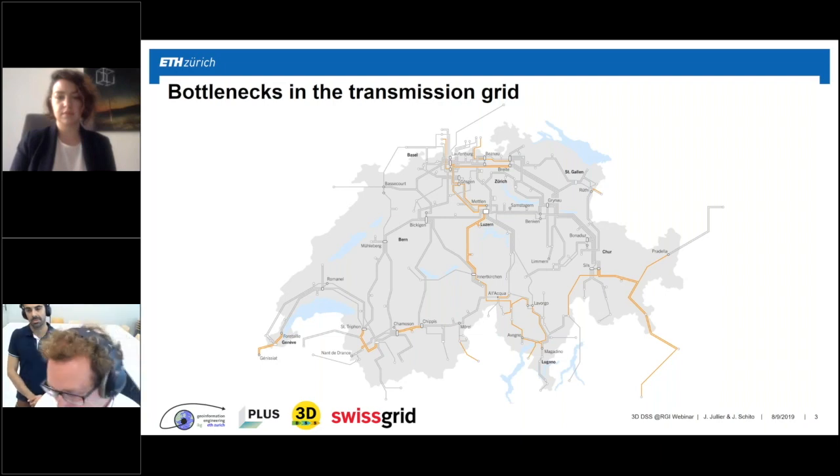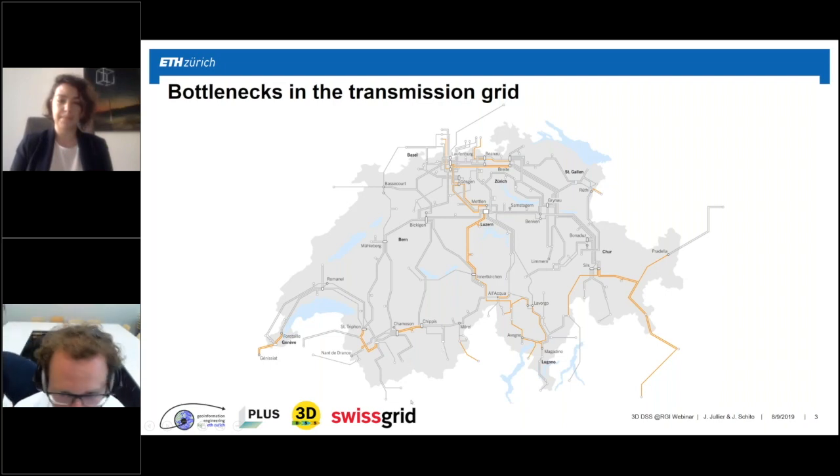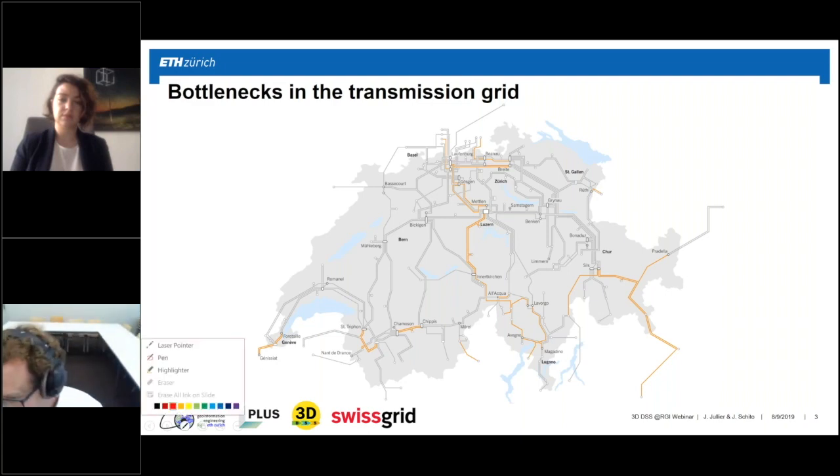And in Switzerland, if you look at the bottlenecks, we have a bottleneck between north and south. We have a region in the south here. This is the Valais. Valais is a mountainous region with a lot of hydropower, and the energy has to be transported to the north, to the consumption region, Zurich, Bern, Lucerne, and all these cities. And there we have a big bottleneck.